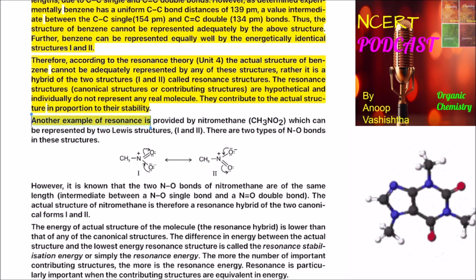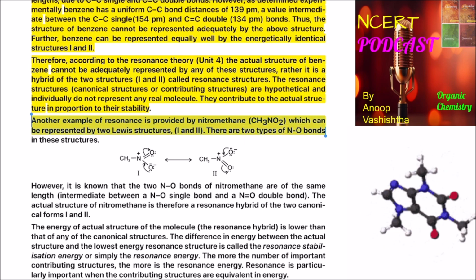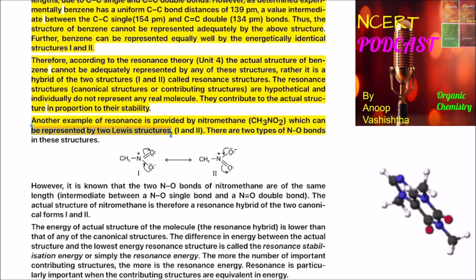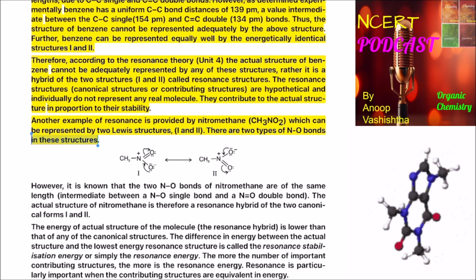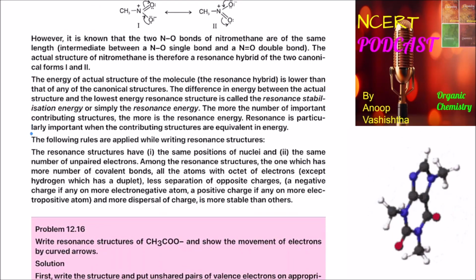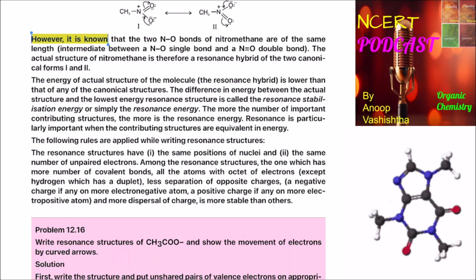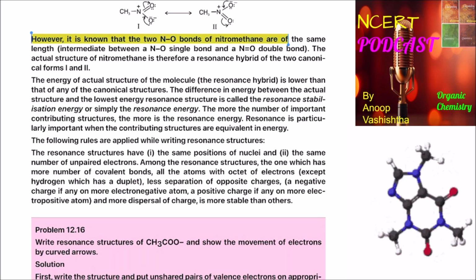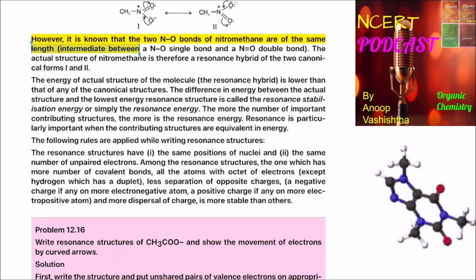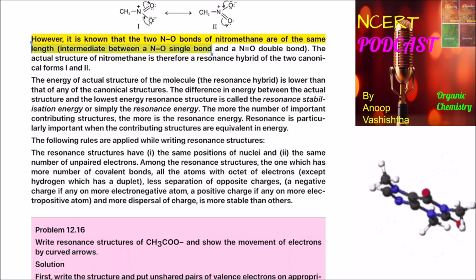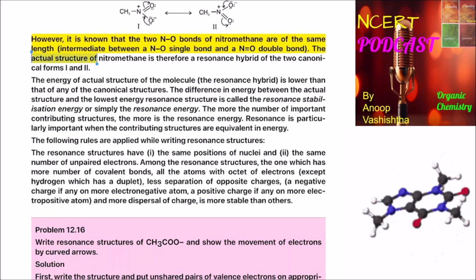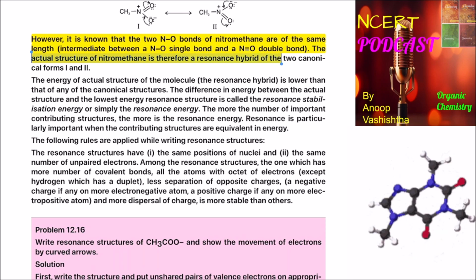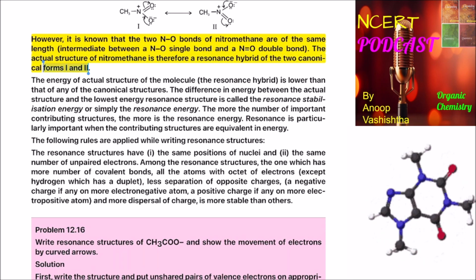Another example of resonance is provided by nitromethane, CH3NO2, which can be represented by two Lewis structures 1 and 2. There are two types of N-O bonds in these structures. However, it is known that the two N-O bonds of nitromethane are of the same length, intermediate between an N-O single bond and an N-O double bond. The actual structure of nitromethane is therefore a resonance hybrid of the two canonical forms 1 and 2.